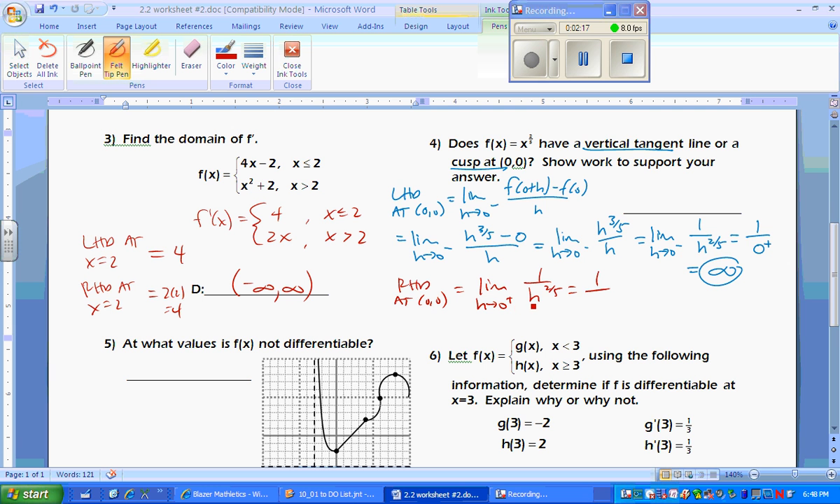So as we approach 0 from the right, we have a positive number that's very small, close to 0. We square it, still positive. Take the 5th root, still positive. And as this number gets closer and closer to 0, this denominator gets smaller and smaller, approaching 0 from the right side. So this is also infinity. Since both the left-hand and right-hand derivatives are the same, we have a vertical tangent at (0, 0).